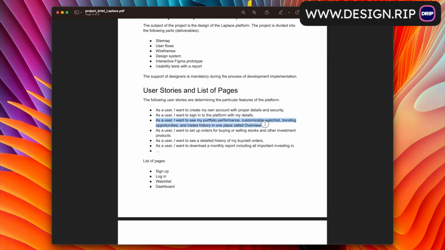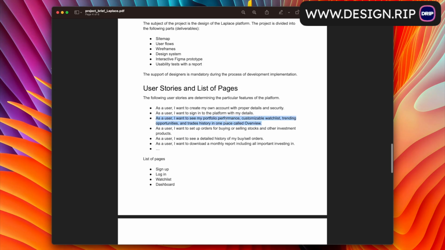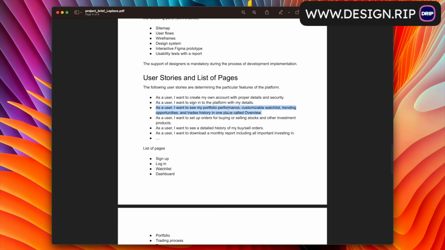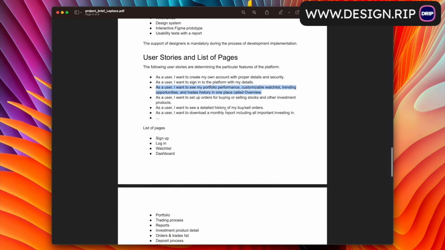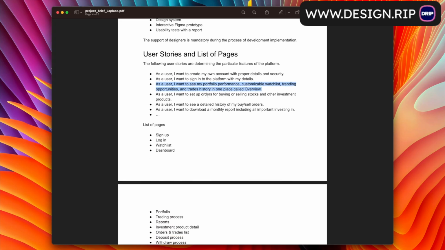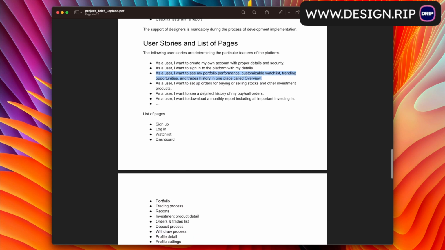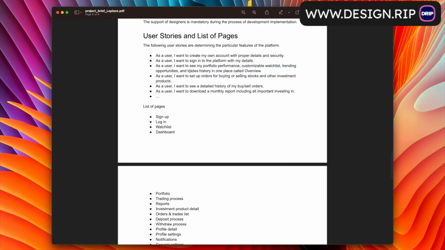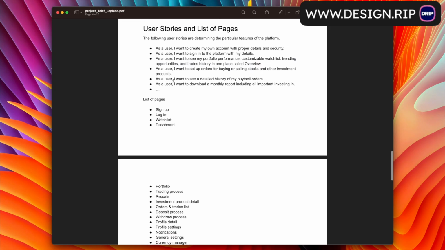Crucial user story for us is the following one. As a user, I want to see my portfolio performance, customizable watch list, trending opportunities and trades history in one place called Overview. This story will be most important for the case of our course because we will work on this during the prototyping phase. So we will create wireframe of this overview screen and then the clickable high fidelity prototype in Figma. For the whole platform there would be tens of user stories, so it is really important to collaborate closely with the clients to meet all requirements.